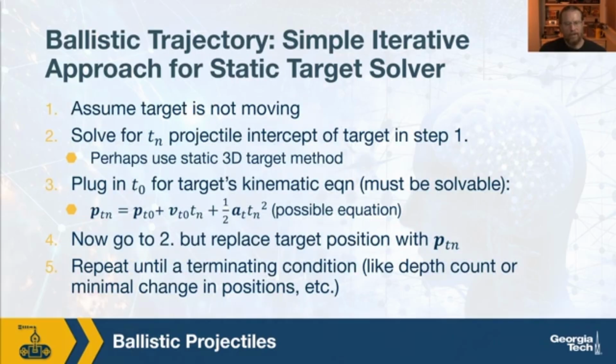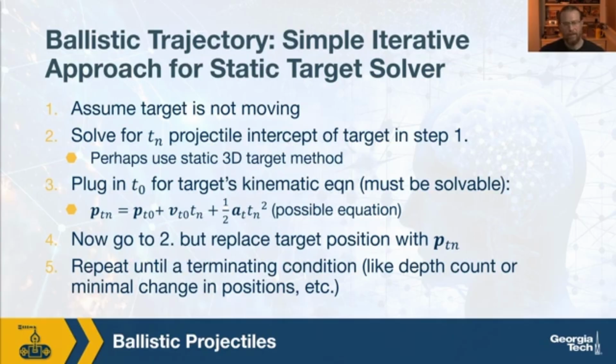So the first step is you assume that the target is not moving, and then you solve for the intercept, find the t value of the intercept. And that t is going to be, for the static solver, totally dependent on how long it takes for the projectile to get there. The target itself is not moving. It's because we're assuming it's fixed, at least from the perspective of the algorithm that we're using.